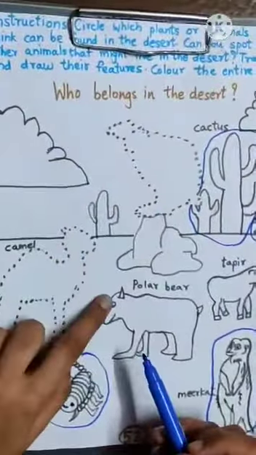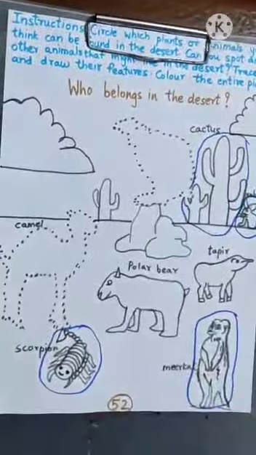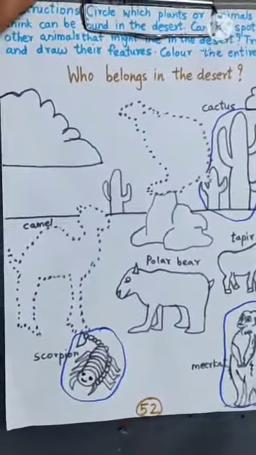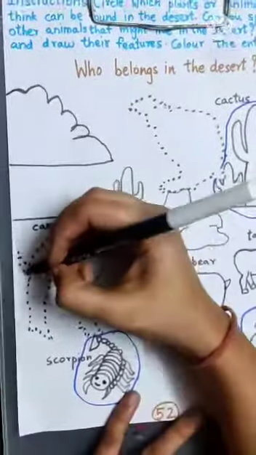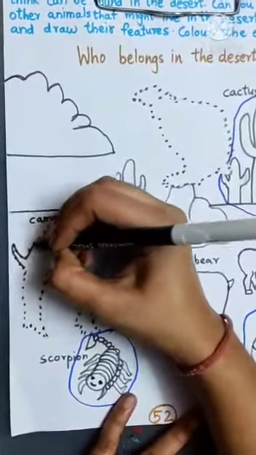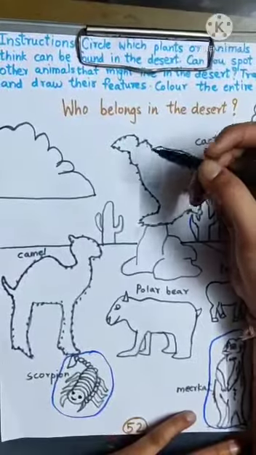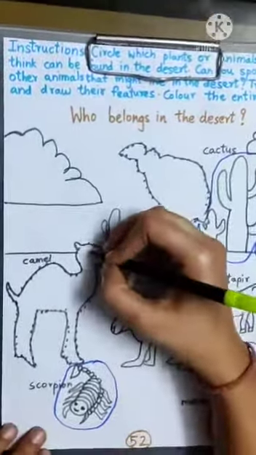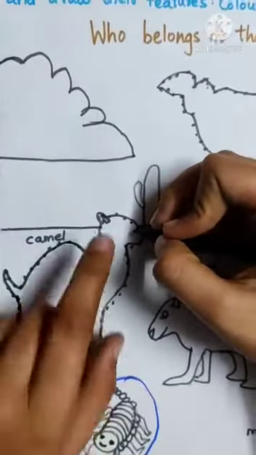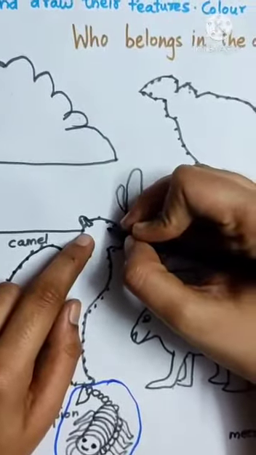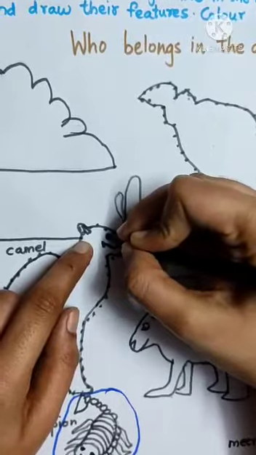Then we have, you can see two dotted lines which are outlined, which we can outline with a marker to see the animal. After making an outline, we have to make their features. I have made camel's ears, an eye, and like this.